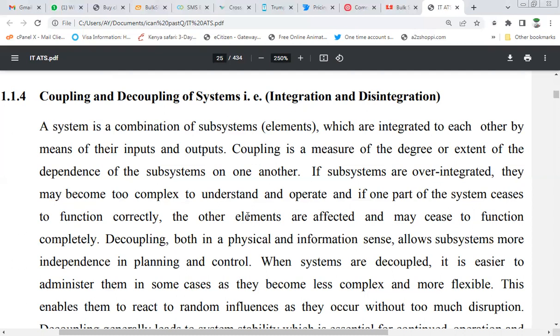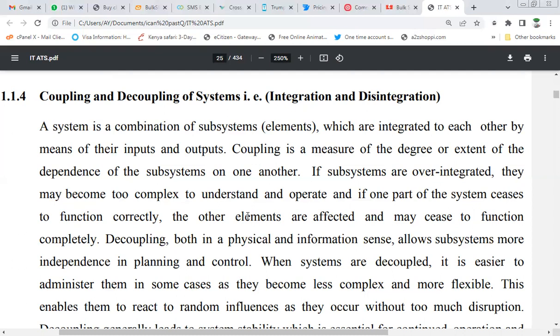The opposite is decoupling. It means you want to take the item or the machine apart into pieces, or you want to divorce the marriage. So what coupling and decoupling means is that coupling means arranging, assembling, tightening the knots.